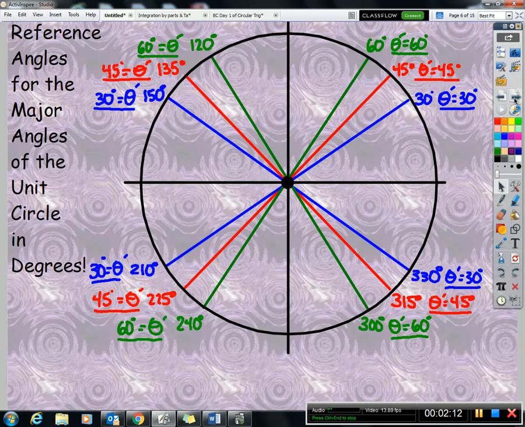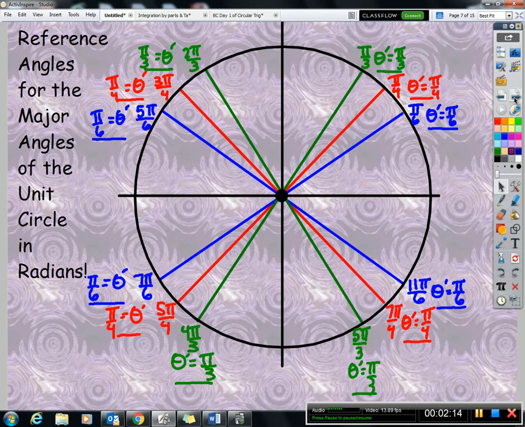Now, if you look at this information in radians, then it becomes even more significant. So the blue angles are multiples of pi over 6. 1, 5, 7, and 11 pi over 6 all have a reference angle of pi over 6. In fact, guys, any multiple of pi over 6 automatically has a reference angle of pi over 6. So you don't have to work very hard to calculate a reference angle.